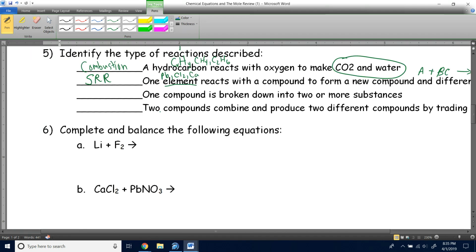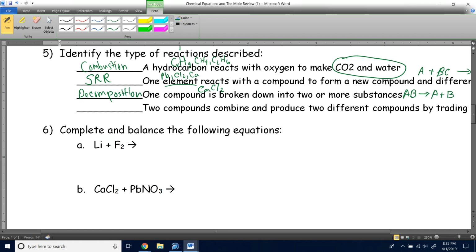So let's look at number 3. One compound, something like CaCl. One compound is broken down into two or more substances. So that sounds like something like this: AB breaks down into two substances. What type of reaction is this, guys? This is a decomposition reaction.